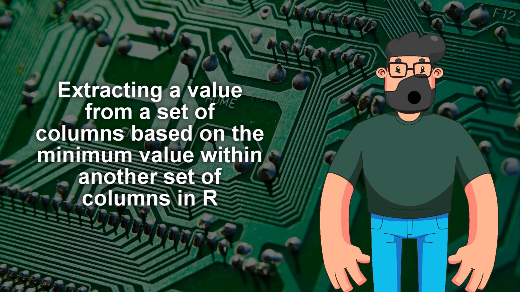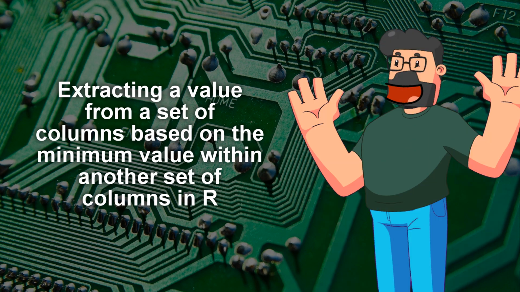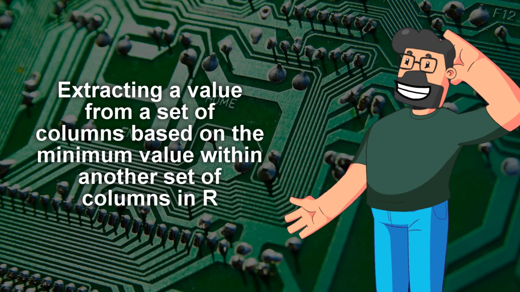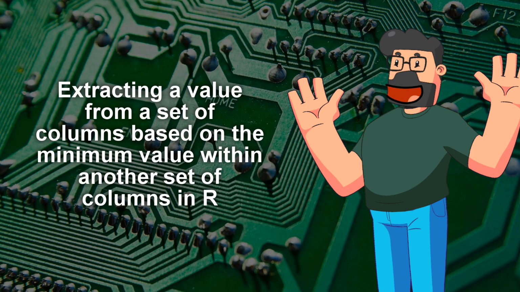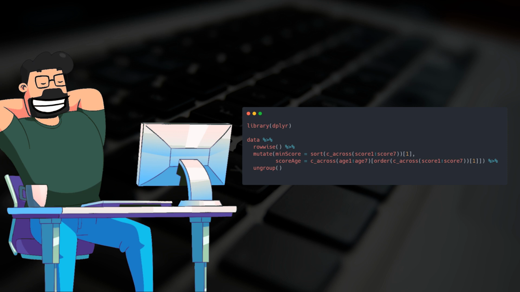Our goal is to create two new columns: minScore, which is the minimum score across the different time points, and scoreAge, which corresponds to the age at the time point of the minimum score. Let's dive into the solution.